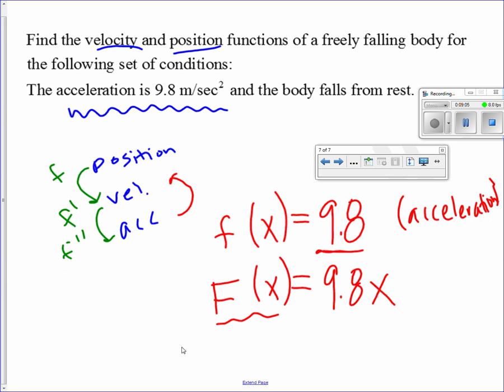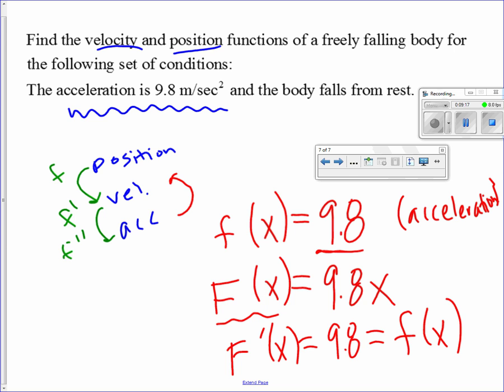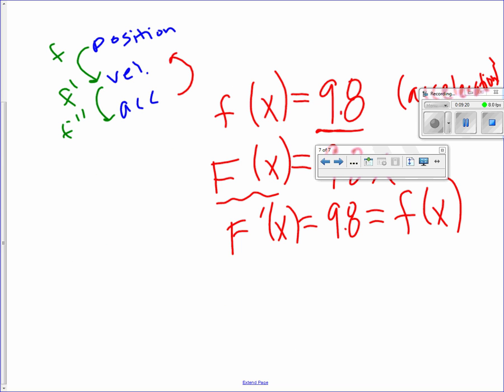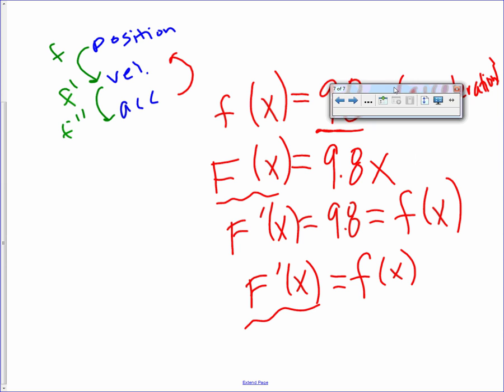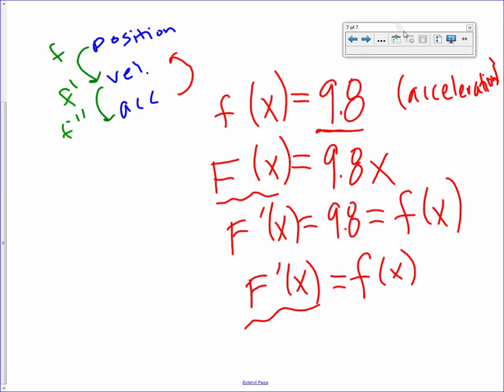You can check this by taking the derivative of capital F. It's 9.8, which equals the function that we started with. Remember that that was your definition of an antiderivative: the derivative of an antiderivative is the original function. So if the acceleration is 9.8, then the velocity is 9.8x.